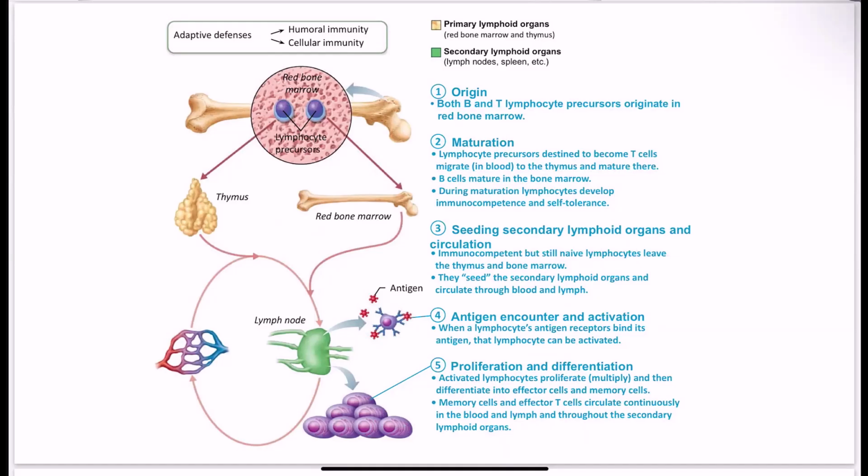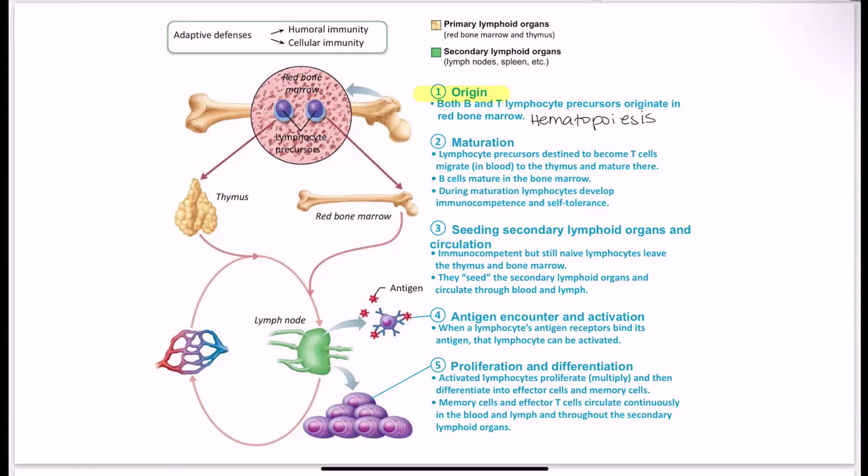Generally, B cells and T cells are made and mature in about five steps. First, they're made in the bone marrow. So that's the origin step. They're made in the red marrow by the process of hematopoiesis. Once they're ready, the B cells hang out and mature in that red marrow, while the T cells leave immature, swim through the blood into the thymus, and that's where they finish up their thing.